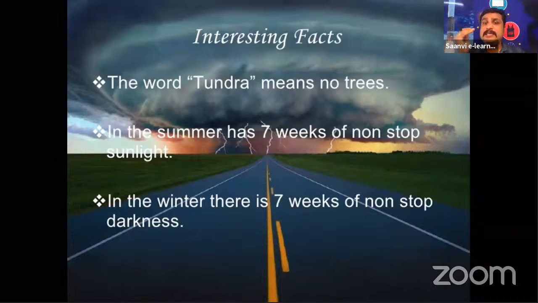And in winter, there are 7 weeks of non-stop darkness. It means full night, 7 weeks. Almost closer to 1 month, 1.5 months, or 2 months of non-stop darkness. And the same way, non-stop sunlight we can see in this tundra region. Some common facts they have given here, interesting facts of the tundra region.